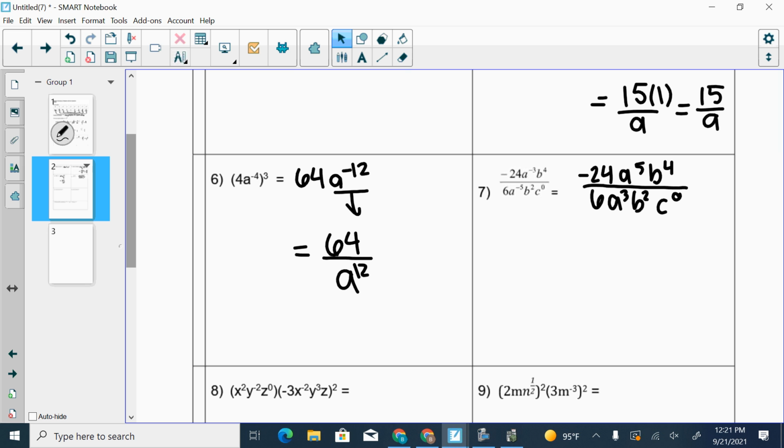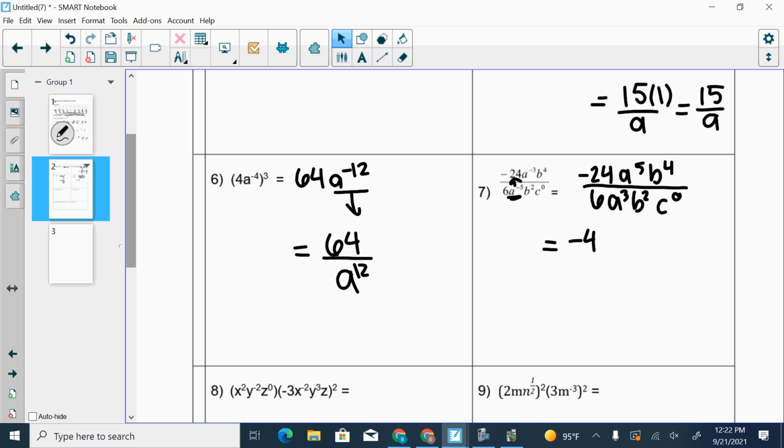Okay, now we can go back and simplify everything. So what is negative 24 divided by 6? Good. And what do I do with my exponents? Subtract. Yes. So where do you get the 5 from? A over 5?